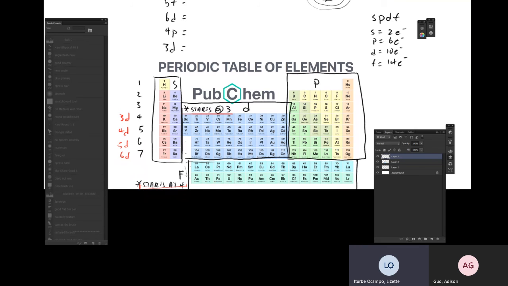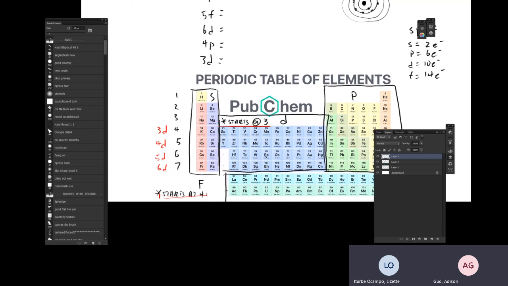Okay. Does that make sense? You kind of lost me at the 3D, 4D, 5D, and 6D. Well, you know how this is 4S? It just so happens that the D's start at 3. So instead of being 4, it's 3.